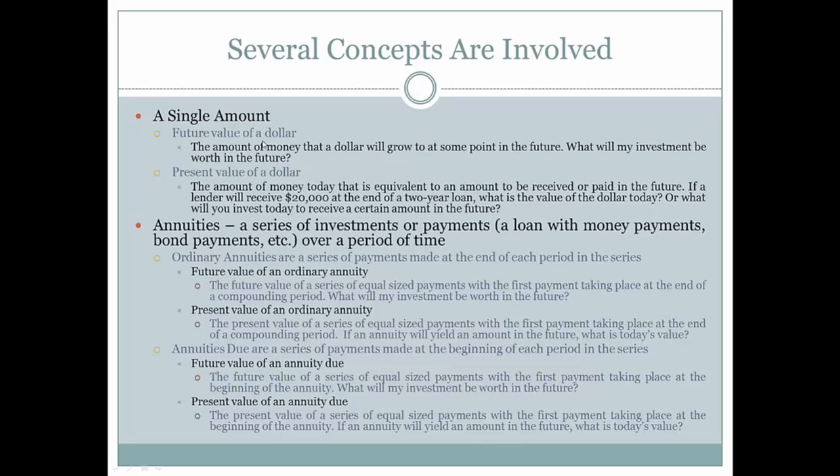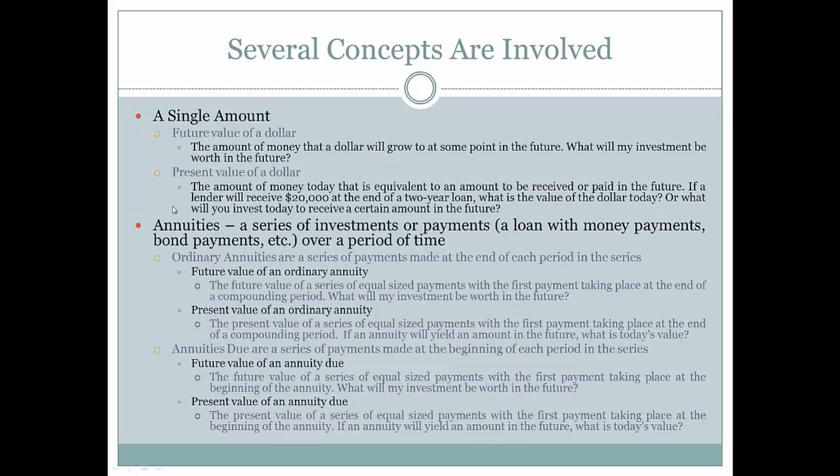The future value of a dollar: the amount of money that a dollar will grow to at some point in the future. In other words, what will my investment be worth in the future? The present value of a dollar for a single amount: the amount of money today that is equivalent to an amount to be received or to be paid in the future. If a lender will receive $20,000 at the end of a 2-year loan, what is the value of the dollar today? Or what will you invest today to receive a certain amount in the future?